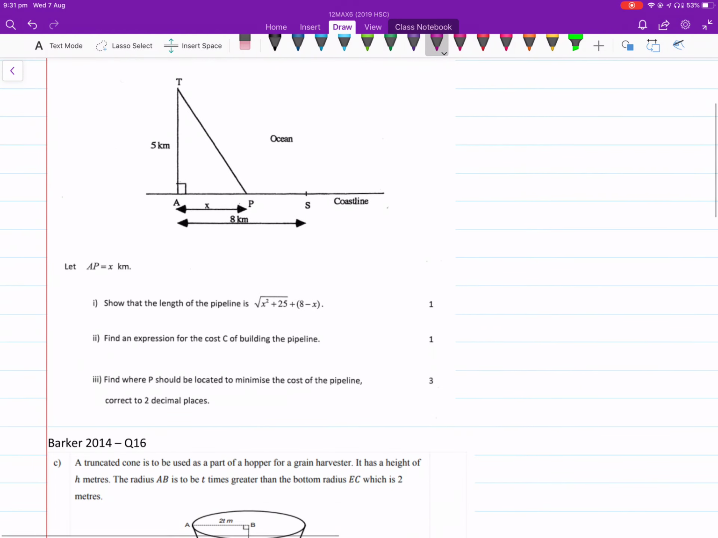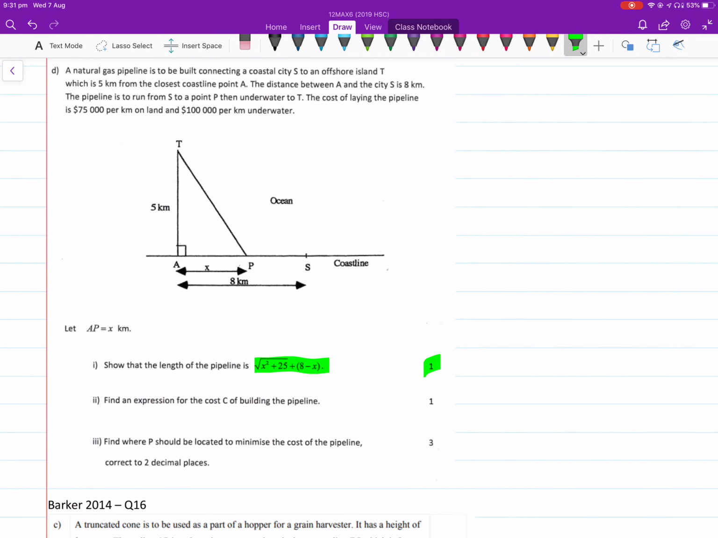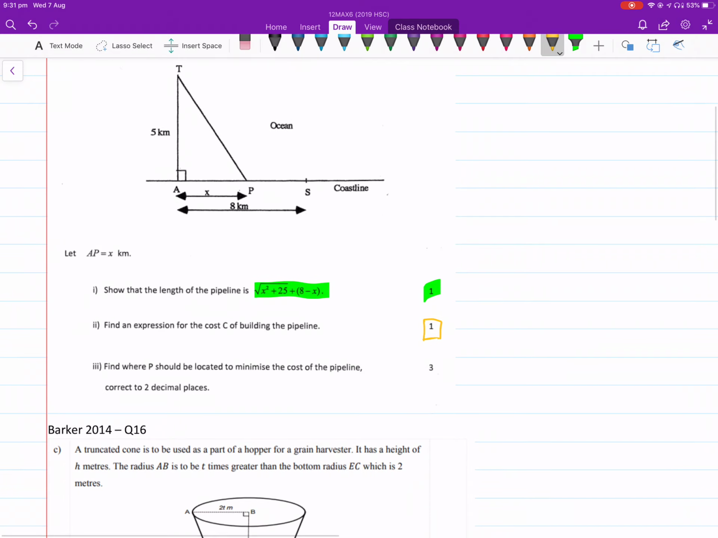You can see here that the length of the pipeline in total is written in one variable, and it's worth 1 mark, so this was a relatively easy one. Of course, the length of the pipeline up here, you can read it. I'll let you have a crack at this one on your own. But you can see the additional mark here, you've got to be a little bit careful. But essentially, you now have a function for the cost in terms of one variable.